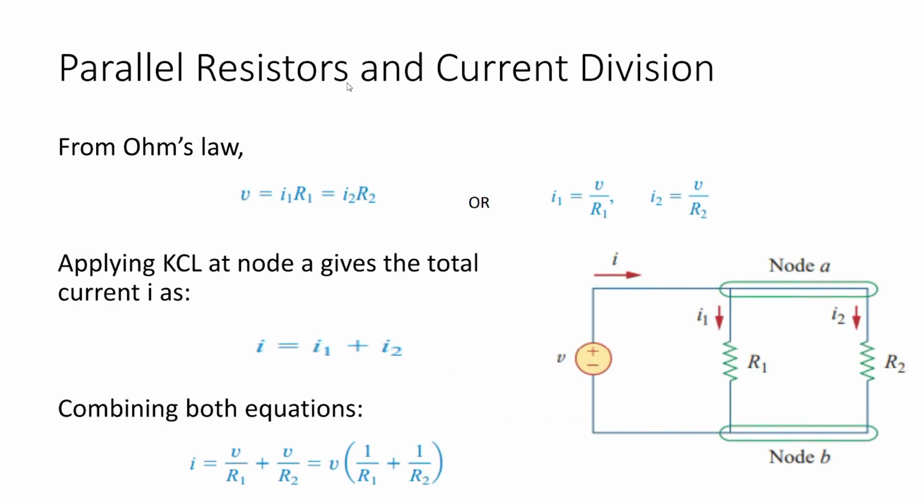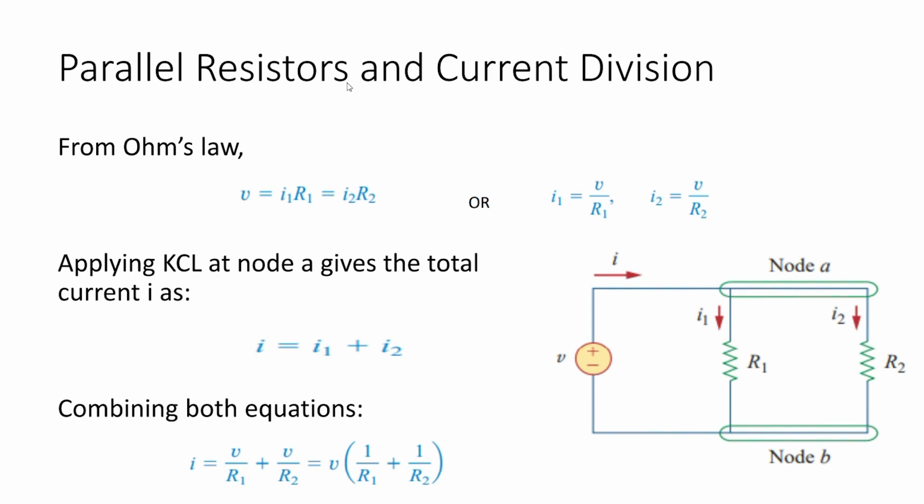We consider two resistors R1 and R2 which are connected in parallel, as shown in the figure below. As they are connected in parallel, they will have the same voltage. From Ohm's law, we already know that V is equal to IR, and to get the value of current, we switch it to I is equal to V over R.